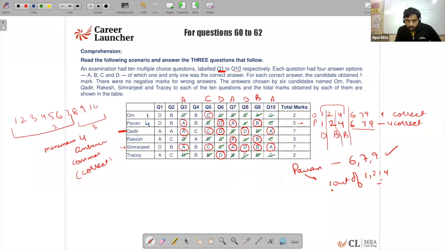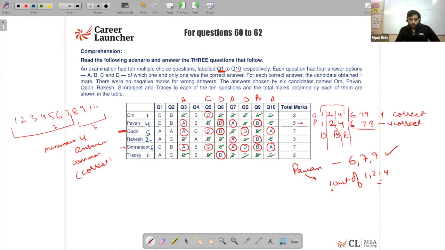For Kadir, 1, 2, 3, 4, 5, you've got 5 correct. Okay, so out of the remaining 3, 2 have to be correct. For Rakesh, we've got 2 correct. And for Simranjeet, it is 1, 2, 3, 4, 5, 6. Okay, so we've got 6 correct. So 1 out of the remaining 2. For Tracy, we have got 1 correct. So 1 is remaining. Okay.